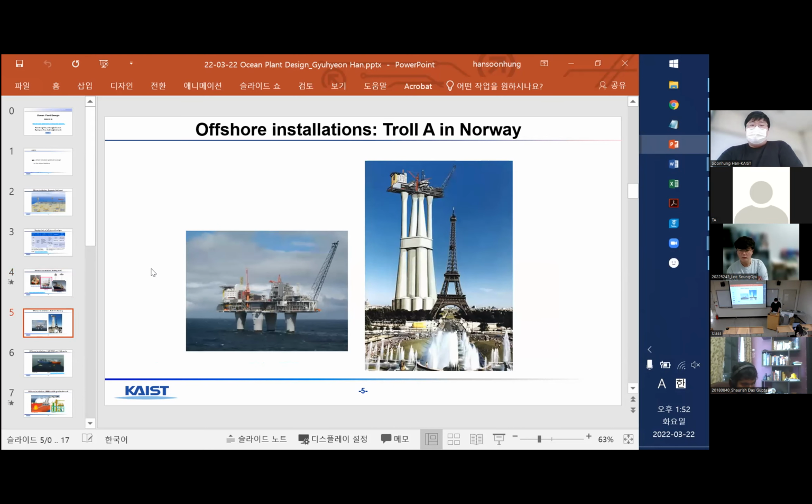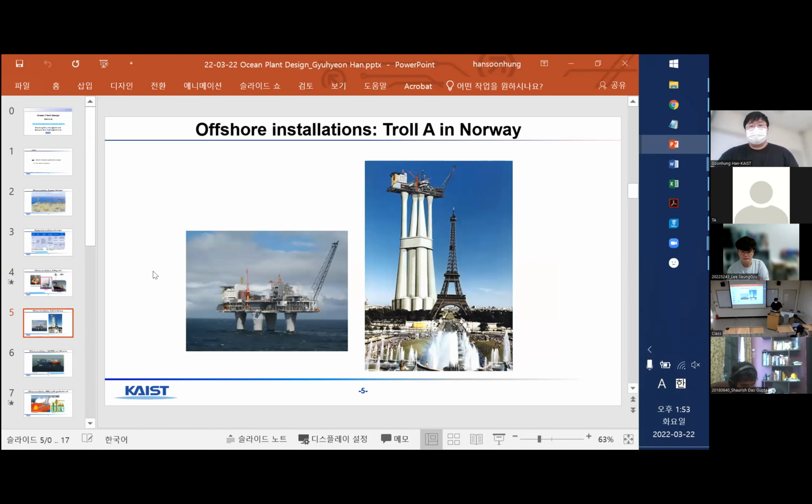Okay, and then this is an example of one of the biggest plants for oil and gas excavation. The name is Troll A in Norway. The structure is placed in the North Sea of Norway in the Troll gas field.